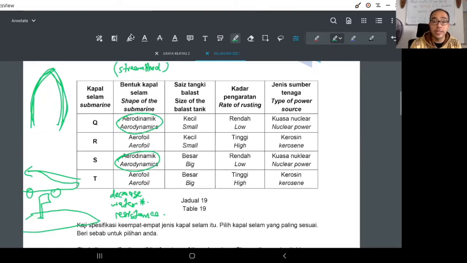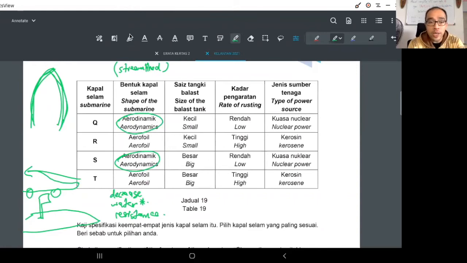Decrease air resistance. Aerodynamic is usually correct. I know when we talk about aerodynamic, it is to decrease air resistance. But when we talk about submarine, we don't usually talk about air resistance because a submarine is not meant to travel in the air. It's supposed to travel in the water.